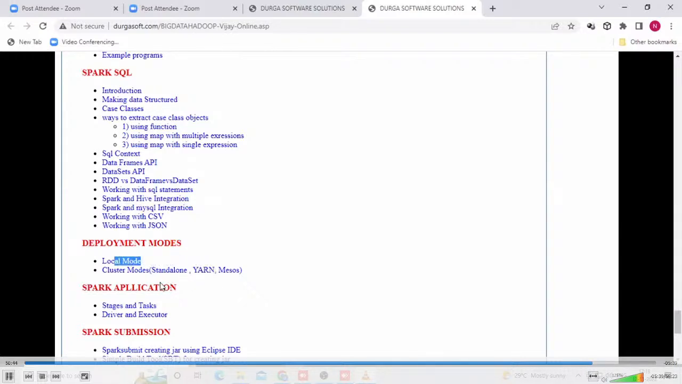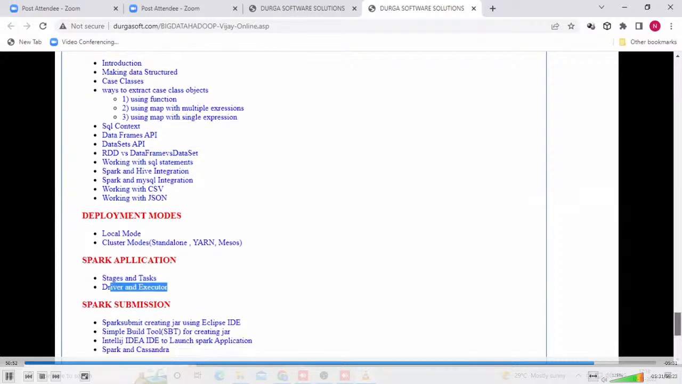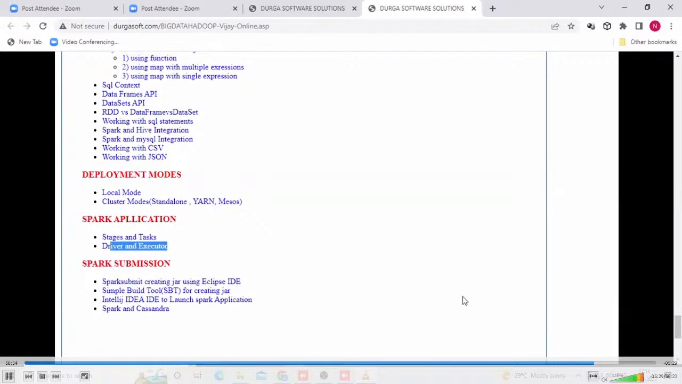Within the YARN cluster, standalone cluster, Spark applications, stages and tasks, drivers and executors, and Spark submission, how we submit Spark jobs. Submitting and how to create jars using IDEs, like how to run on Eclipse IDE and IntelliJ IDE, and using build tools like SBT and Maven. And also knowledge on Spark and Cassandra.